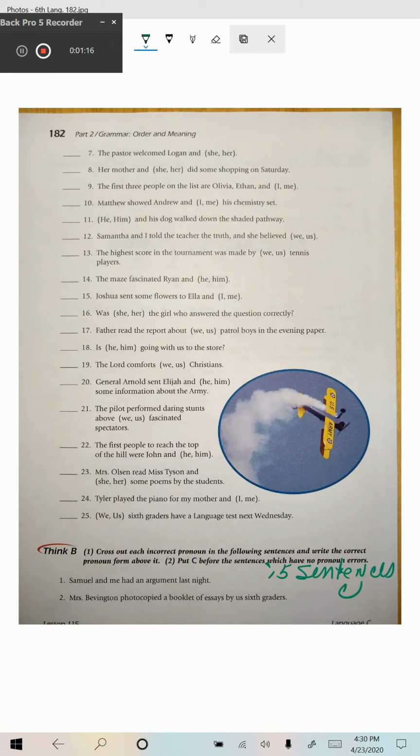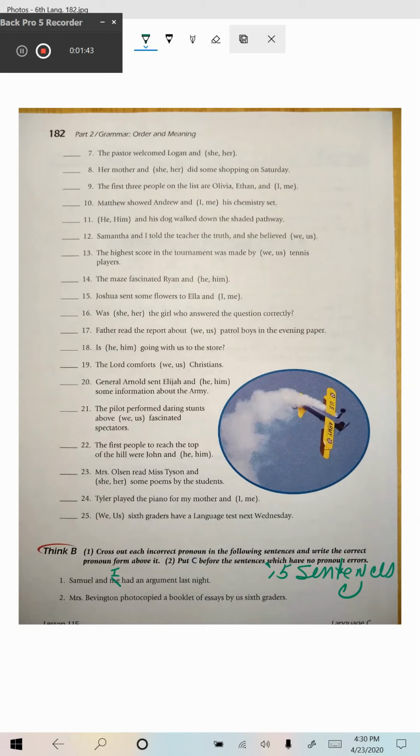Samuel and me had an argument last night. So me is the subject here. Samuel and me had the argument. Subjects need nominative case, and you might need to look back at that previous page where it told you that. The nominative case is I, you, he, she, it, we, you, they. If you cover up the Samuel and the I, you wouldn't say me had an argument. You would say I.